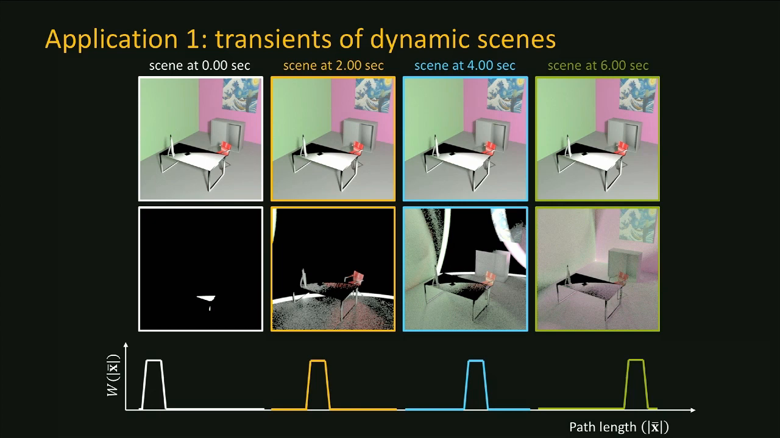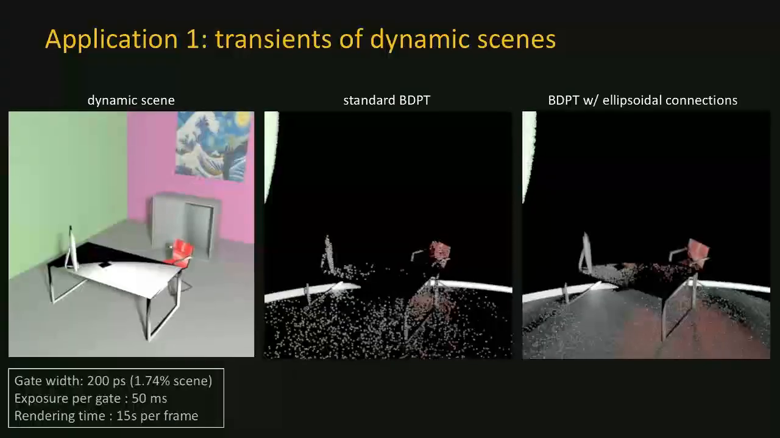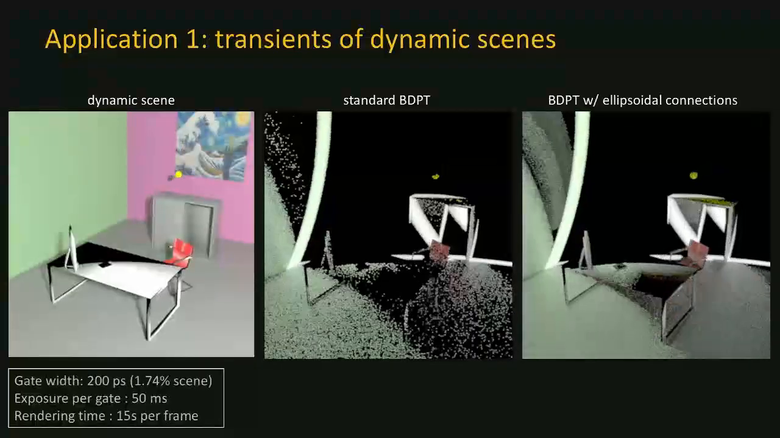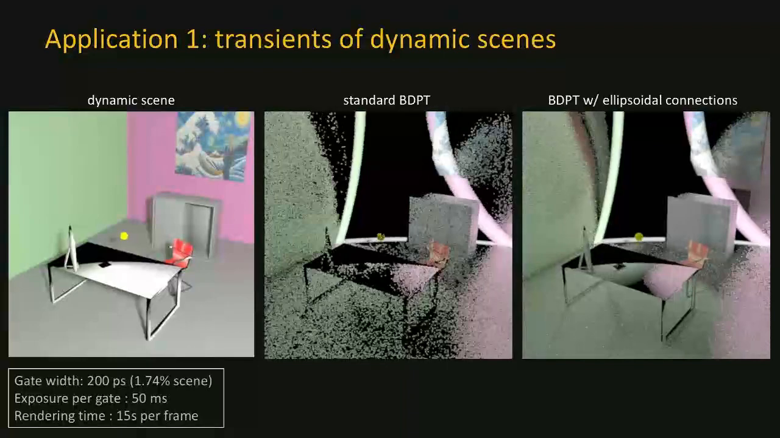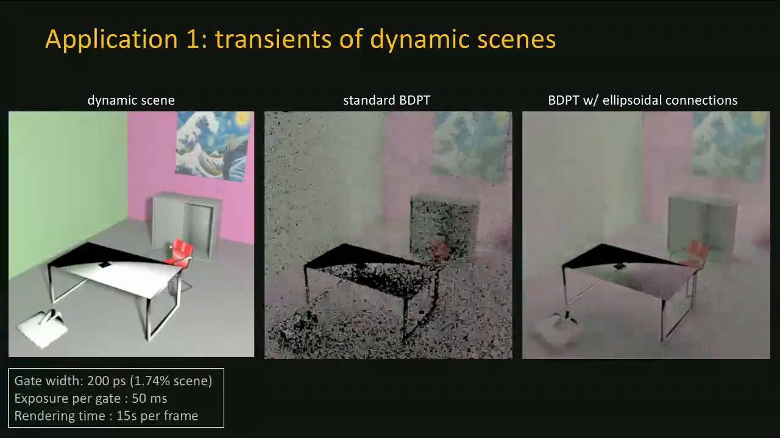In current cameras, the integration time for each gate width is on the order of tens of milliseconds. Therefore, if we have a scene with dynamic objects, the scene changes from one time gate to another. As a result, we have to perform several time-gated renderings of essentially different scenes to create a transient video. Here is an example of this, where we compare transients of a dynamic scene rendered with standard BDPT and our BDPT with ellipsoidal connections. We see that our algorithm results in a strong decrease in variance in the resulting renderings.